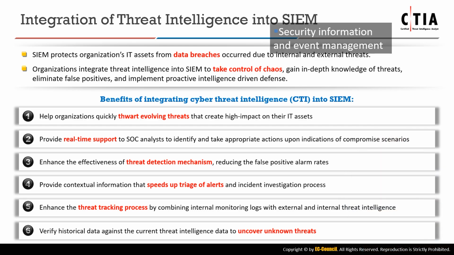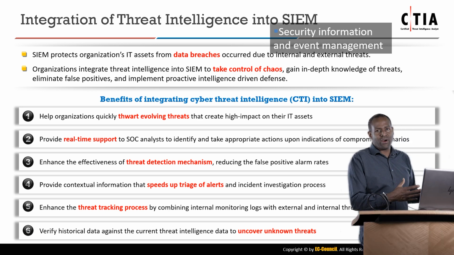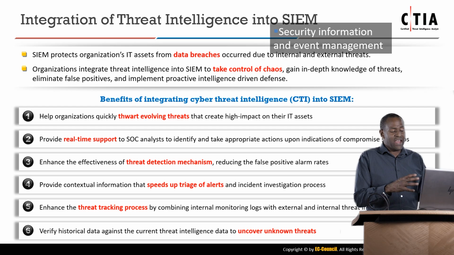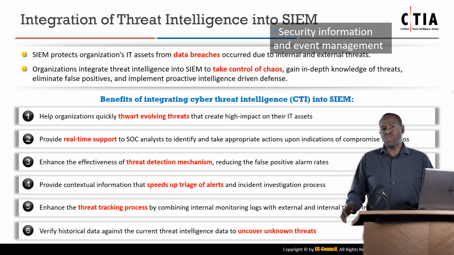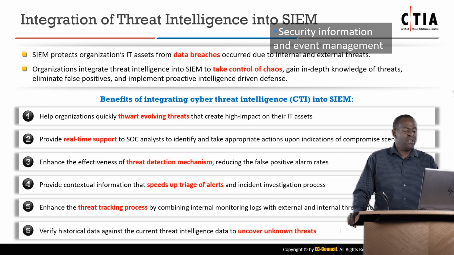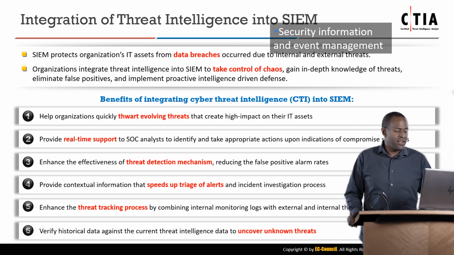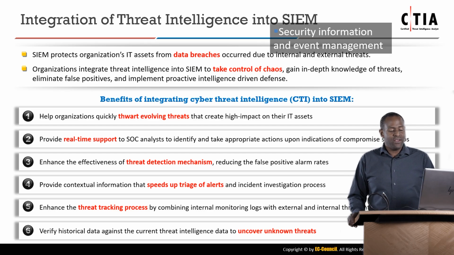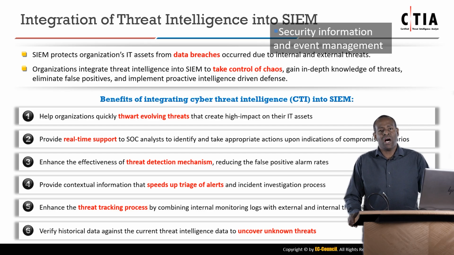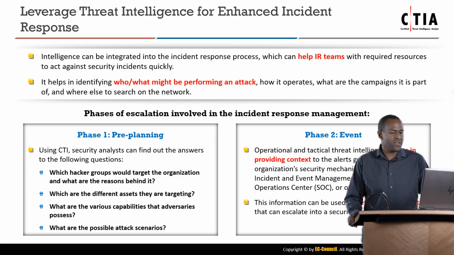Number five, enhance threat tracking by combining internal monitoring logs with external and internal threat intelligence. So we look at, for instance, Event Viewer on a server, and we take that information and we run it against known threats to find out what's going on. So we look at the specific logs or syslog or whatever types of logs you're looking at. And number six, verify historical data against current threat intelligence to uncover unknown threats. Right? We want to turn those unknown unknowns into known knowns.